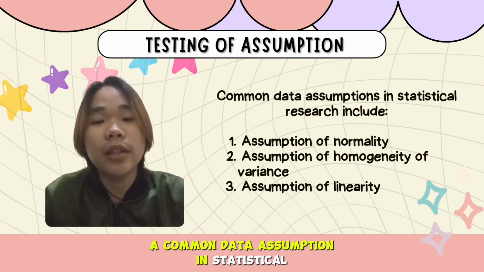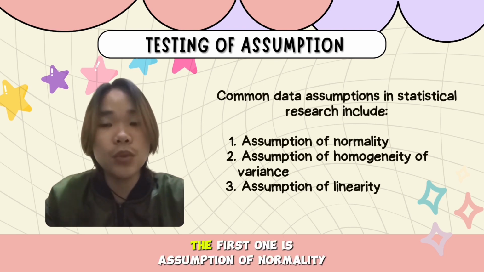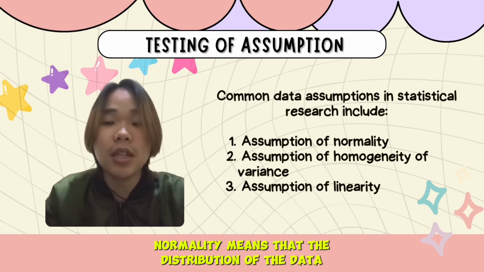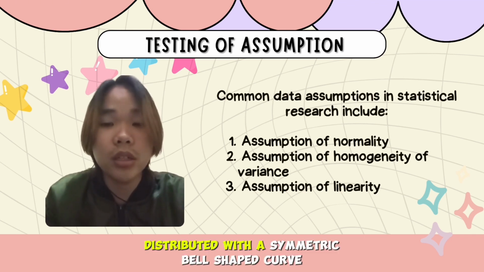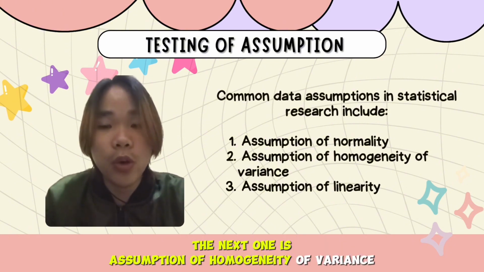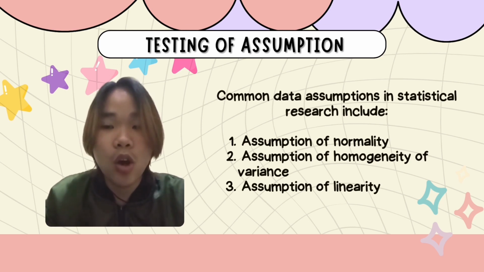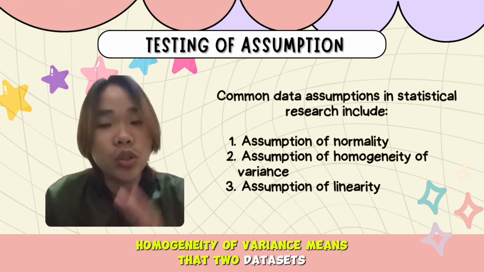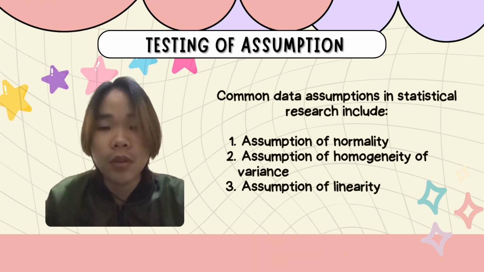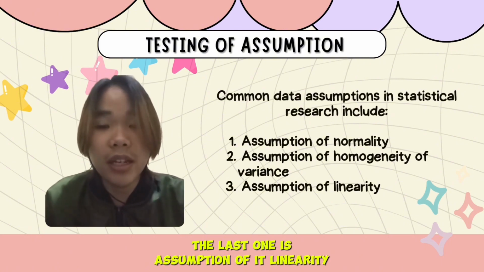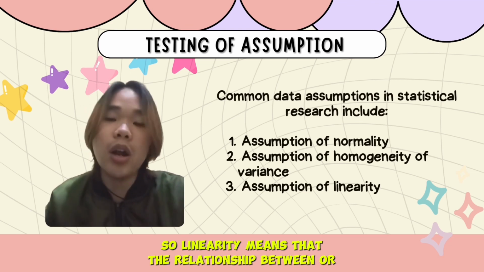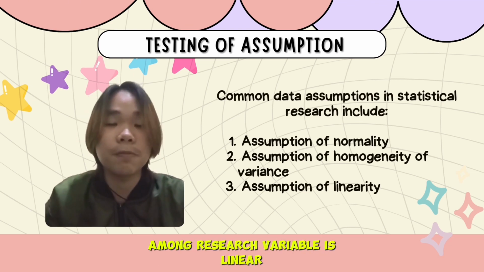Common data assumptions in statistical research include, the first one, assumption of normality. Normality means that the distribution of the data is normally distributed with a symmetric bell-shaped curve. The next one is assumption of homogeneity of variance. Homogeneity of variance means that two datasets or more have equal variances or the same distributions. The last one is assumption of linearity. So linearity means that the relationship between or among research variables is linear.